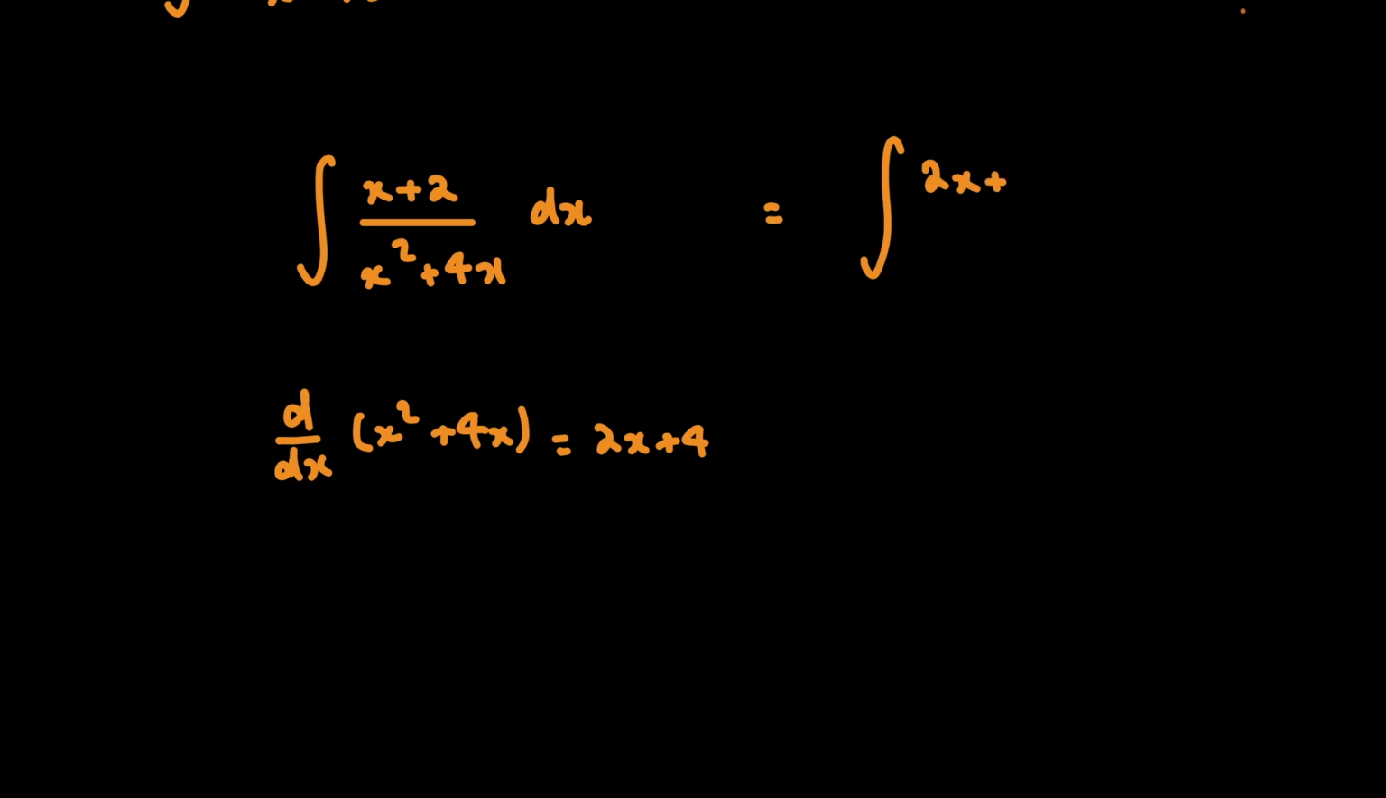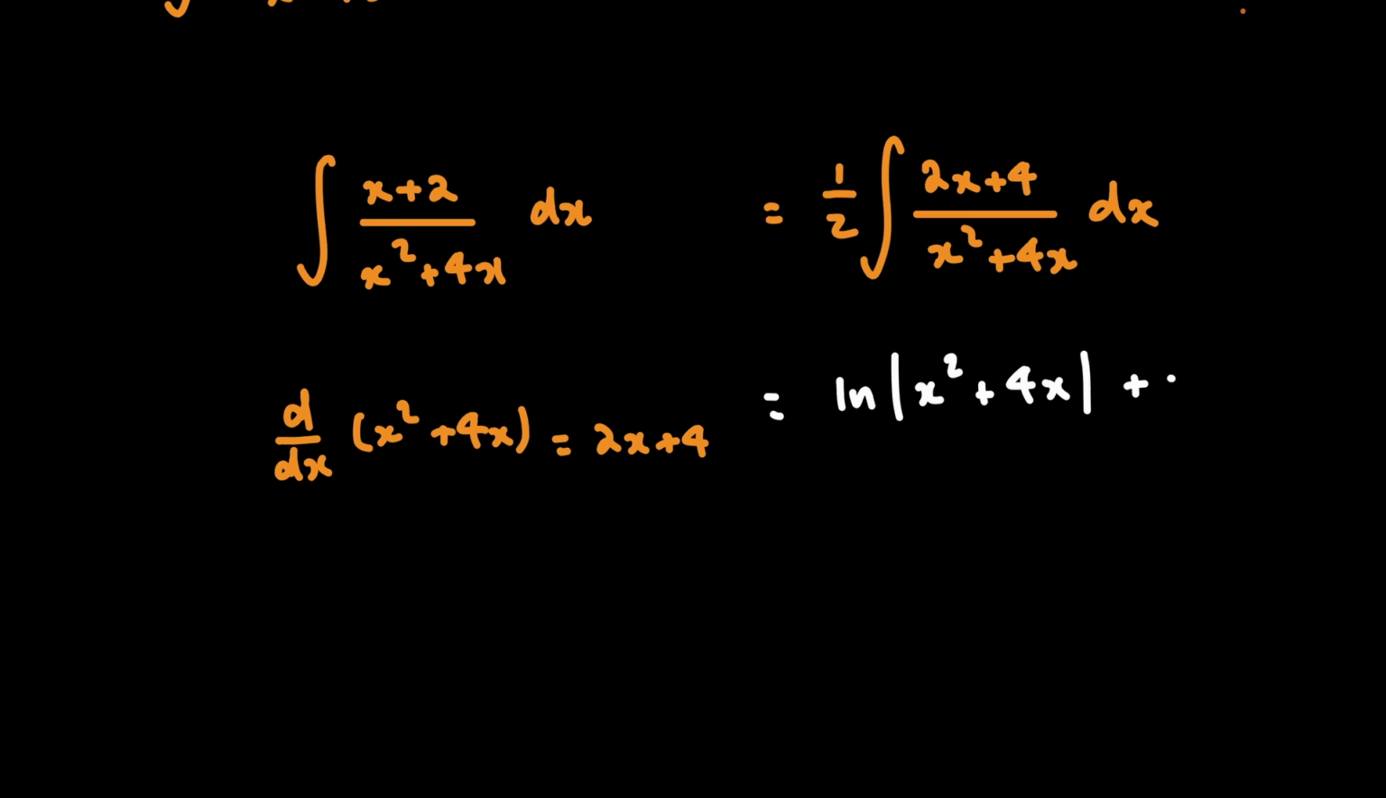But am I just allowed to times everything by 2 just because I felt like it? Once again, no, you are not allowed to. So what I'm also going to do in this case is times by half on the outside. So now this integral can simplify down to ln absolute value of x squared plus 4x plus c, and then remembering to have the half.